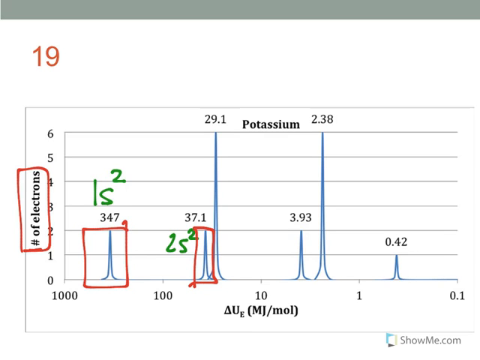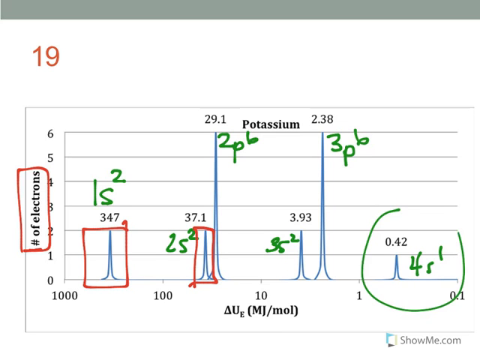If we keep going then, next we have 2p6. Then we would have 3s2. Then we would have 3p6, and finally we would have 4s1. And so that's our outermost electron. It is held on with the least amount of energy, and it's going to be considered our valence electron also.